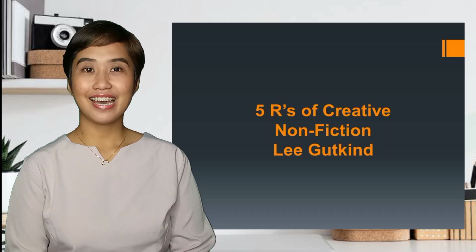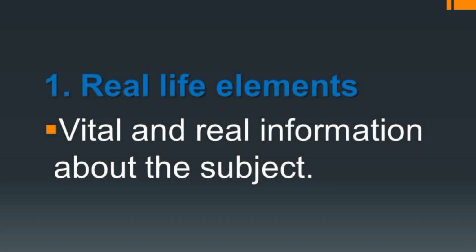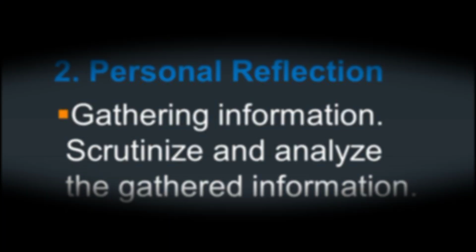Moreover, Lee Gutkind identified 5 R's of creative nonfiction. First R is real-life elements. The writer creates concepts of a story using the vital and real information about the subject. Second R is personal reflection about the subject. This is gathering information. The writer needs to scrutinize and analyze the gathered information.